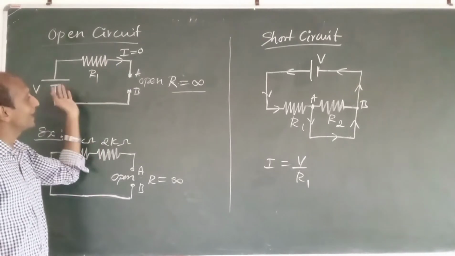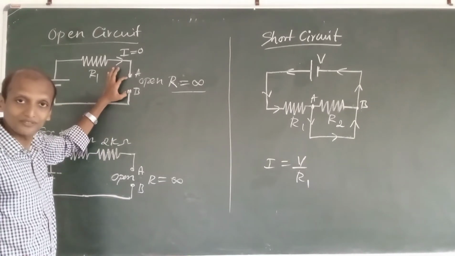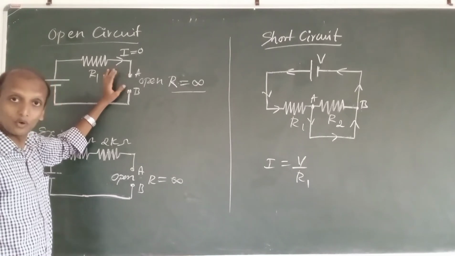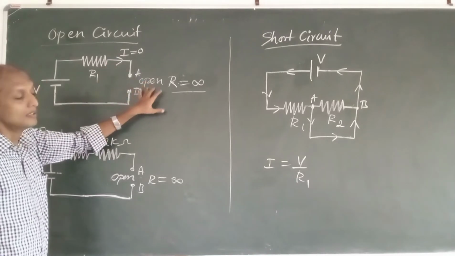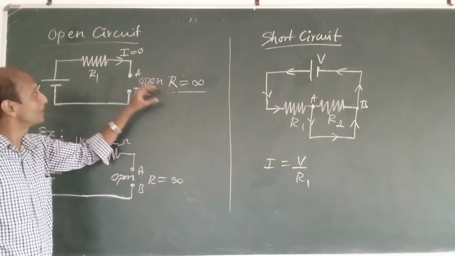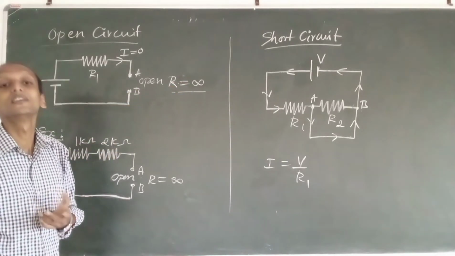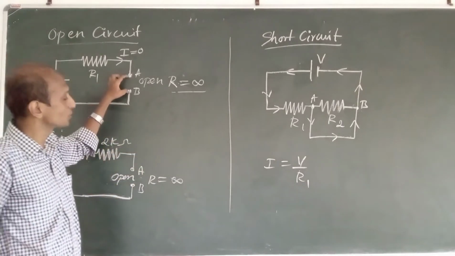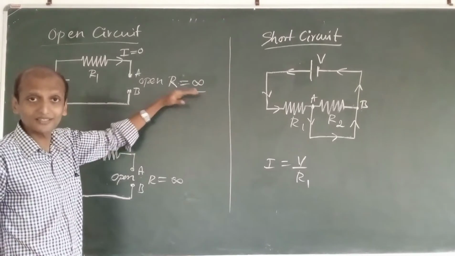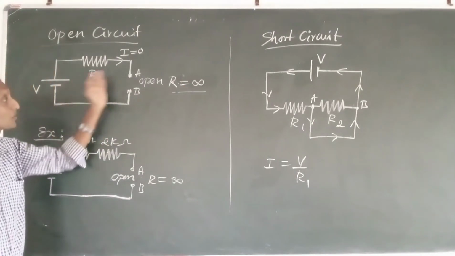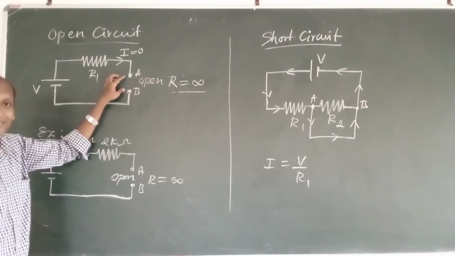In an open circuit, current will be zero. Across these points A and B it is open. Because of this opening from point A to B, the resistance across these 2 points will be infinity, an infinite resistance. Because of this infinite resistance, all of the applied voltage will be dropped across these 2 points A and B.